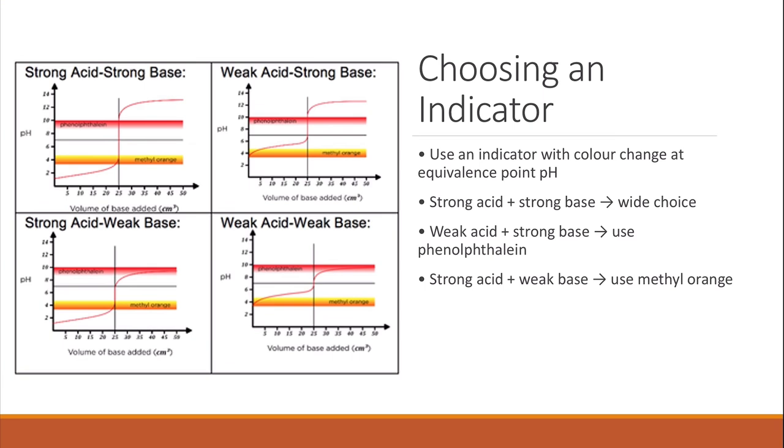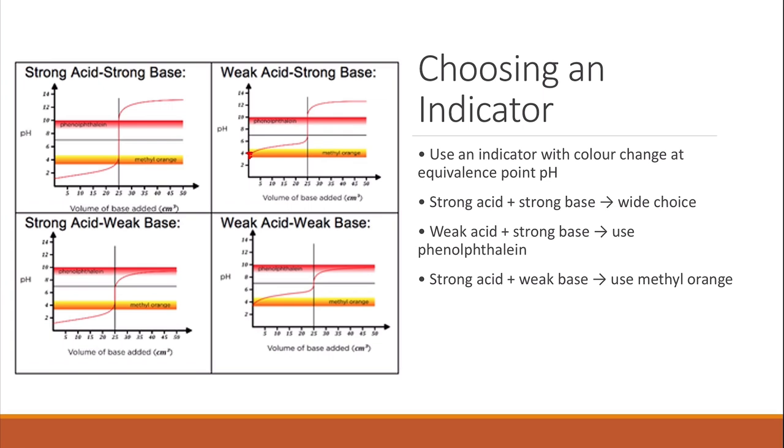This is because each indicator has a certain pH range where the sharp color change takes place. So we have two indicators. The first one is methyl orange, and methyl orange usually changes its color between 3.5 and 4.5. So if the vertical line at the end point passes through 3.5 and 4.5, we can use methyl orange as an indicator.